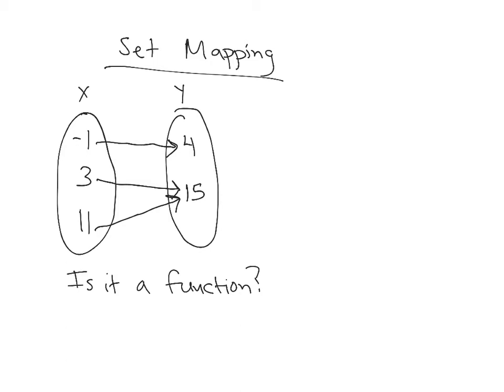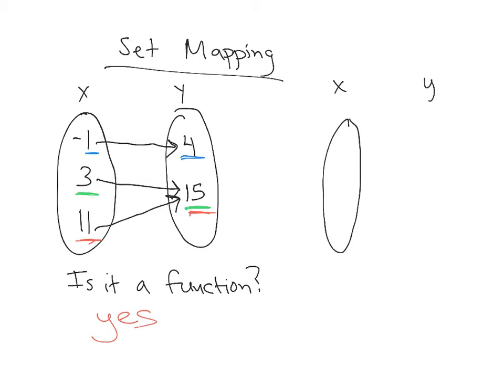And if you remember back to our main idea here, it's going to be a function if each x goes to exactly 1 y. And you can see that each x goes to exactly 1 y, right? -1 goes to 1 y. 3 goes to 1 y, 15, and 11 goes to 1 y, 15. So it is a function because each x goes to 1 y. Now, I'm going to show you an alternate set mapping where this time it won't be a function. So let's say we have a set of x's going to a set of y's.